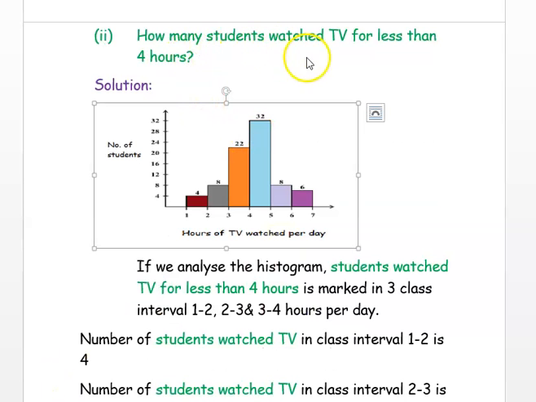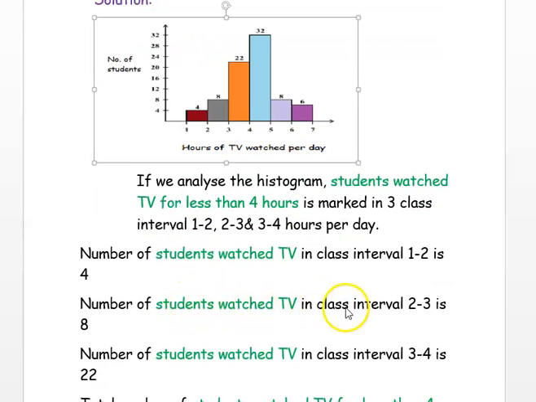Next question is, how many students watch TV for less than 4 hours? Now we know that the number of hours is represented in the horizontal axis. In our question it's given less than 4 hours, so we have to see all the class intervals which are less than 4 hours. It is marked in 3 class intervals, that is 1 to 2, 2 to 3 and 3 to 4. The number of students who watched TV in the class interval 1 to 2 hours is 4, in 2 to 3 is 8, and in 3 to 4 hours is 22.